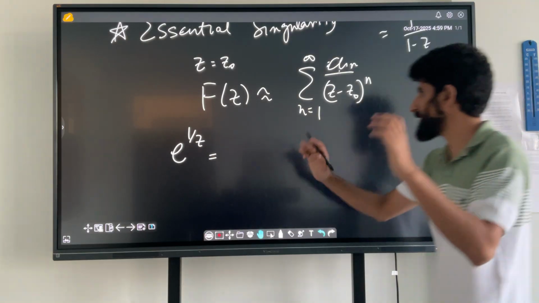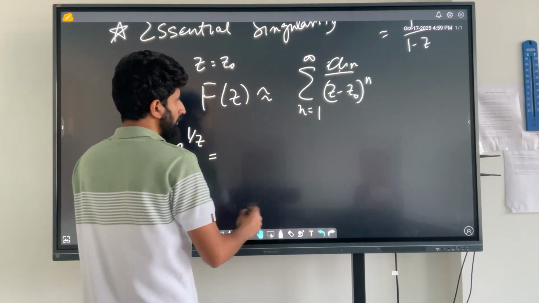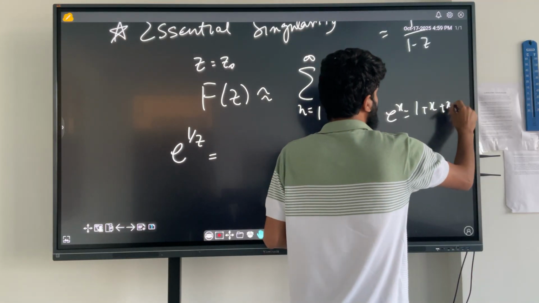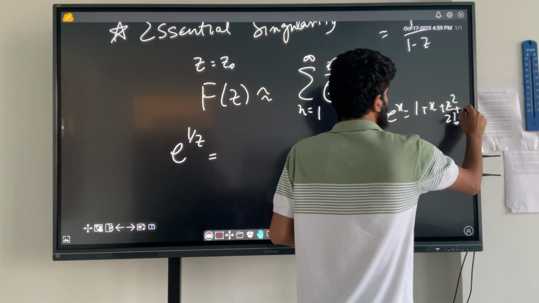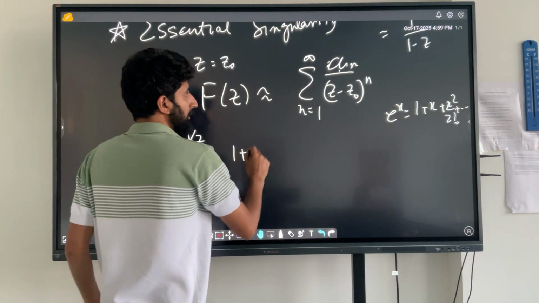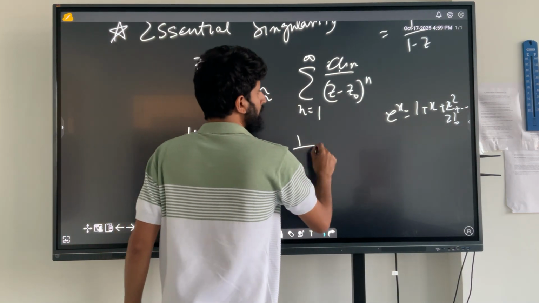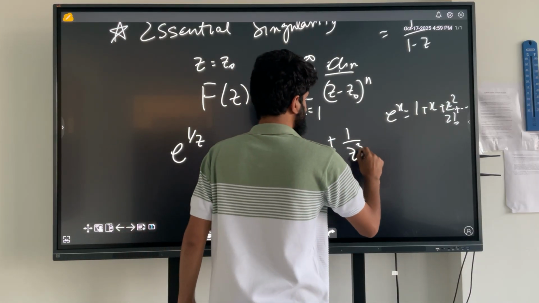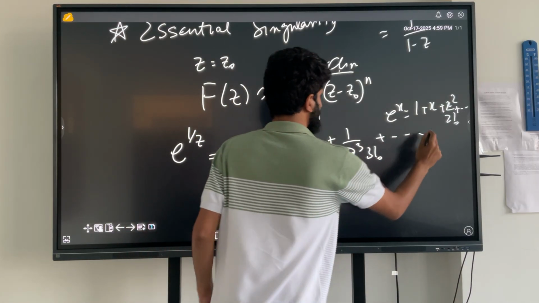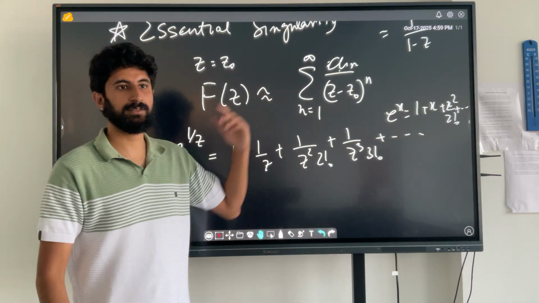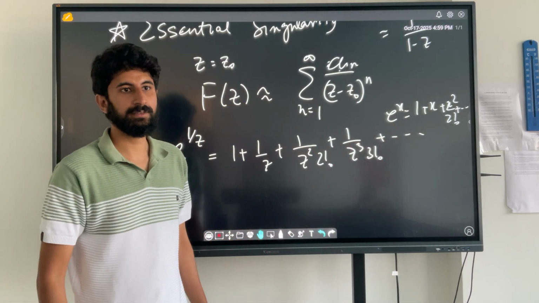But for now, just accept it. What was e power x for real functions? 1 plus x plus x square by 2 factorial. Just substitute 1 by z and extend it to complex functions: 1 plus 1 by z plus 1 by z square 2 factorial plus 1 by z cube 3 factorial plus so on. So around z equals 0, can you ignore any term? You can't.